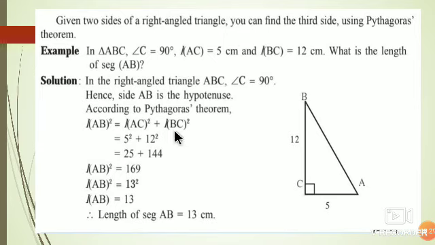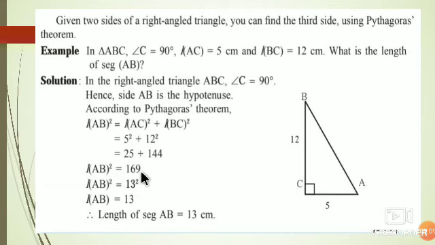Now what are the lengths? Put those values here. 5 square plus 12 square. Students, you have to learn the squares. Then you can directly write here the answers. Otherwise you have to multiply. The square of 5 means multiply 5 times 5. And the square of 12 means you have to multiply 12 two times. 12 into 12, that is 144. Add it, you will get here 169.